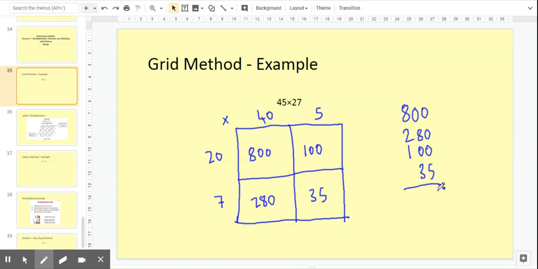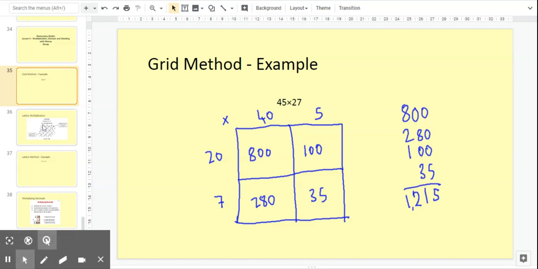So we'd have a 5, and then that up to 11, so we'll have 1, and we'll also carry a 1. And then 1 plus 2 is 3, plus 8 is 11. 11 plus this one down here gives me a 2 and a 1. So my final answer would be 1,215. So we talked about that method.